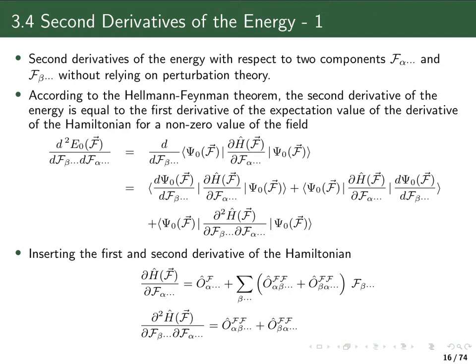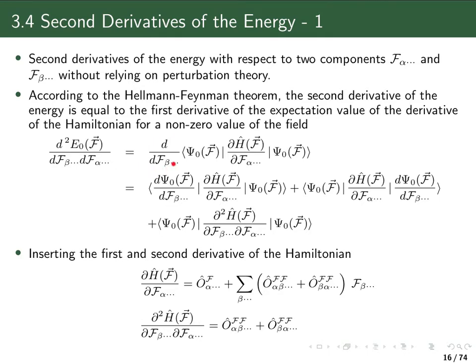Now, we learned a few lectures before that the Hellmann-Feynman theorem tells us that the first derivative of the energy in the presence of the field with respect to a component of the field is actually the same as the expectation value of the corresponding derivative of the Hamiltonian. And we're going to use that, which means in order to calculate the second derivative of the energy, we now have to take just the first derivative of this expectation value of the derivative of the Hamiltonian.